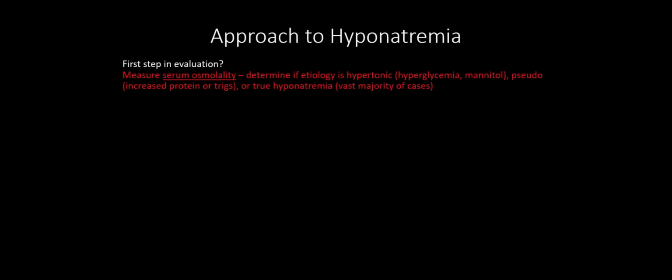So here's what I was talking about. The first step in the approach to hyponatremia is measuring the serum osmolality. This is a specific test. There is a calculated serum osm that comes with most chemistries, like in an EMR, you'll see that lab value, but you would want to order a specific, individual serum osmolality to determine if this is a true hyponatremia or a pseudohyponatremia, as Mike mentioned, with protein or triglycerides.